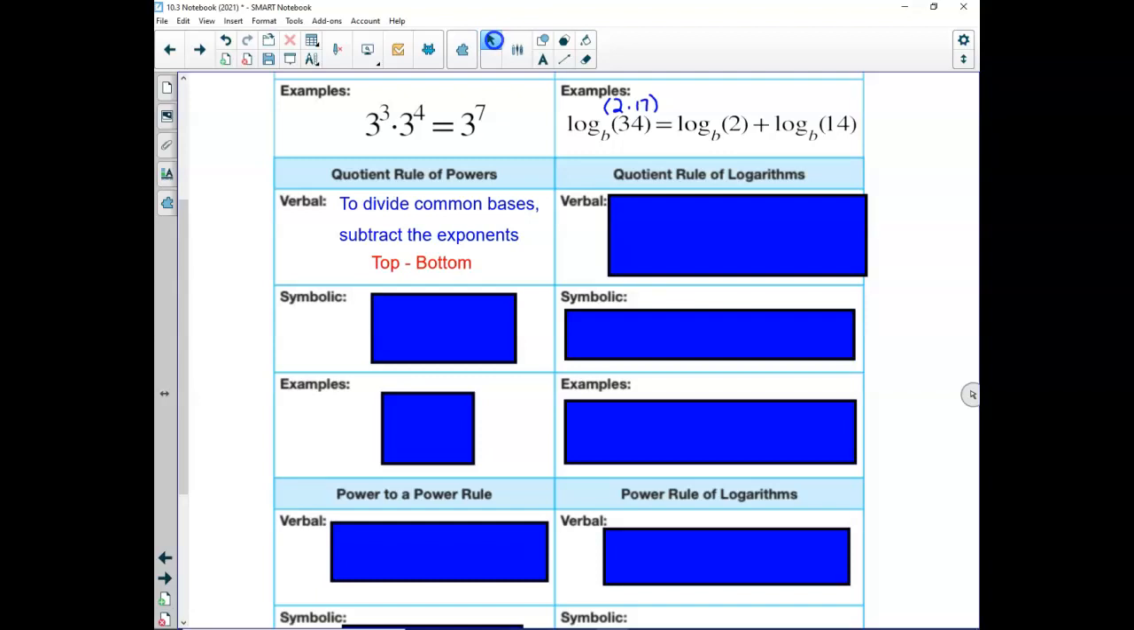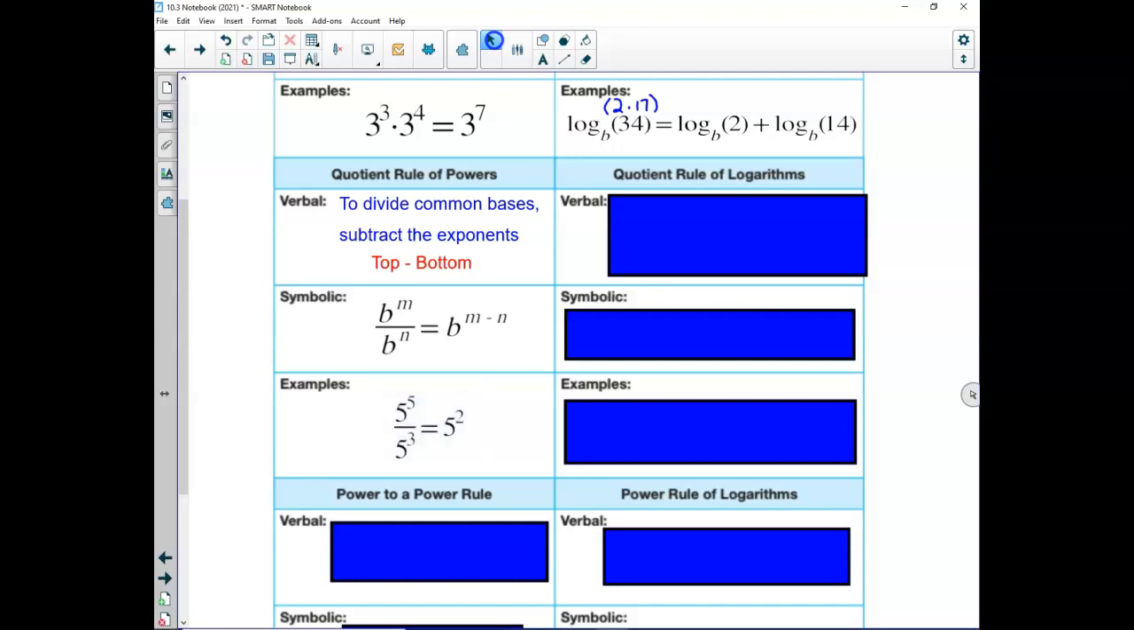The top exponent minus the bottom exponent. Symbolically, b to the m divided by b to the n equals b to the m minus n. An example: boom. When I used to teach this, I'd always say, where are there more 5s? There's more 5s in the top. How many more? Realistically, you're taking 5 minus 3 to get that 2.